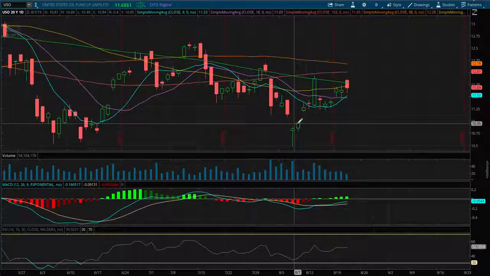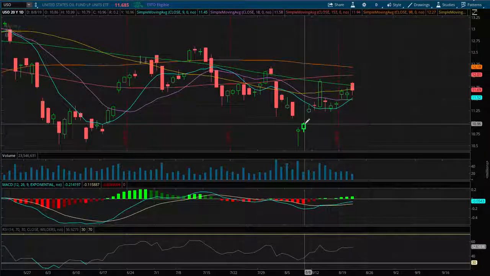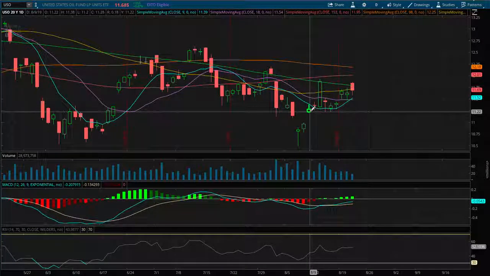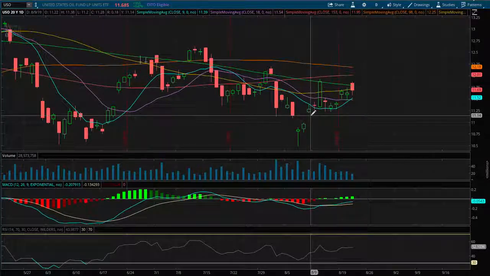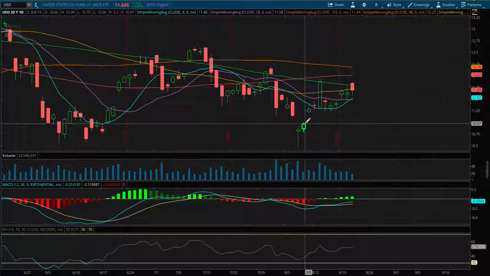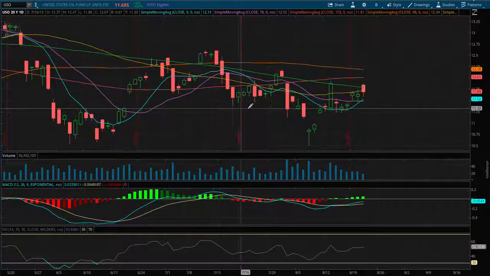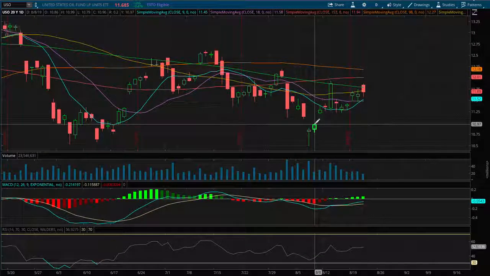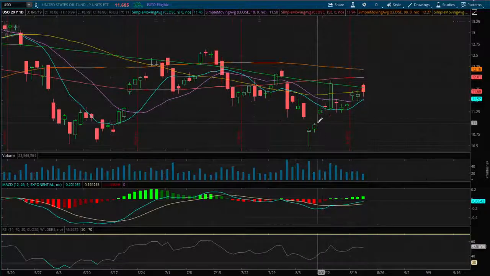Some concern, or for the bear argument, is we still have a gap unfilled here that dated back to August 8th, and between August 9th we have this gap. Eventually it needs to be filled, not all the time, but for the uptrend to completely reverse, it'll be nice to have this gap filled.